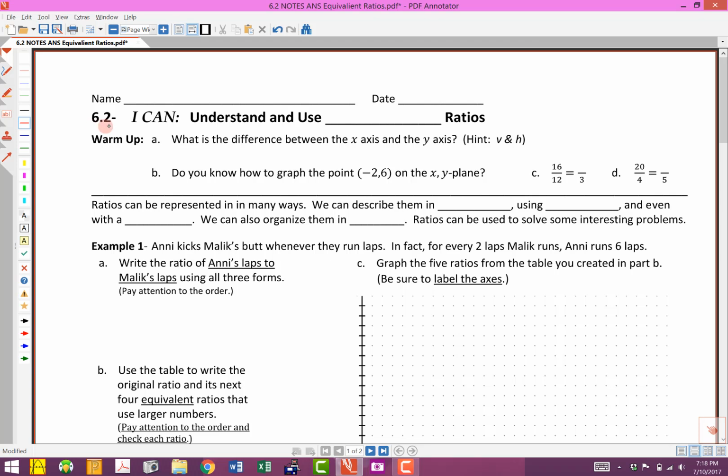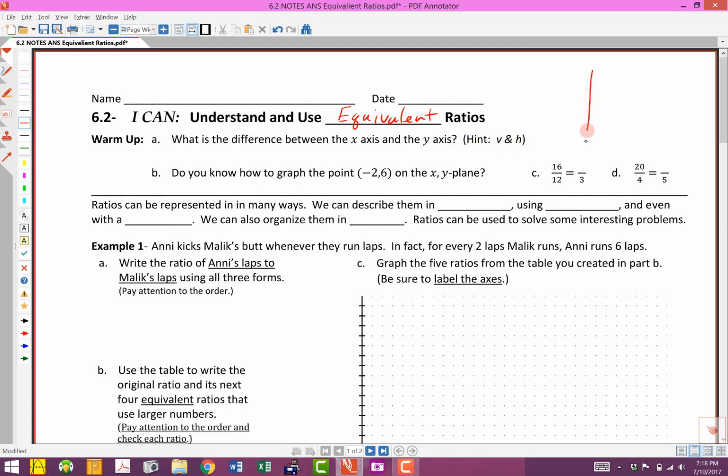The I can statement for section 6.2 is I can understand and use equivalent ratios. Equivalent ratios. And the warm-up question is just about some basics that hopefully we're already familiar with. The first one says, what is the difference between the x-axis and the y-axis? And the hint is V and H.